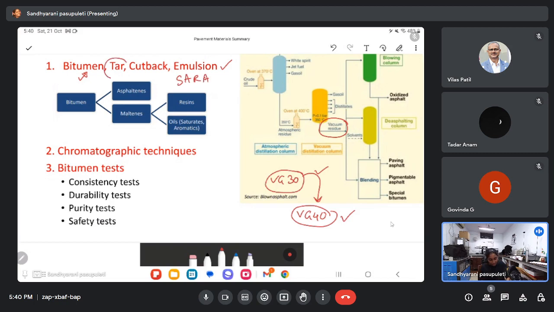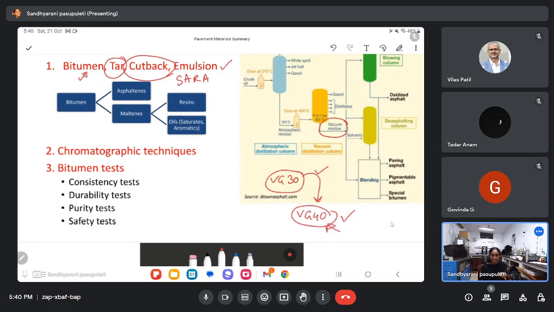In a similar way, tar is a material which is not obtained from crude oil. It is obtained from wood or coal. This has to be done in the absence of oxygen. We burn the coal, and whatever end product is obtained is the tar. It releases harmful gases into the environment. That is why the usage of tar has been eliminated for many years. Another type of bitumen is cutback. For example, I have produced VG40 bitumen, but it is very stiff.